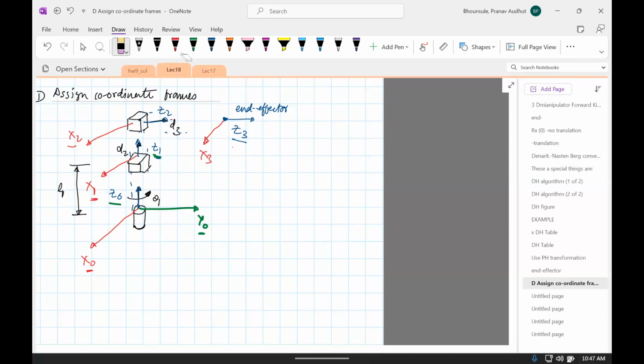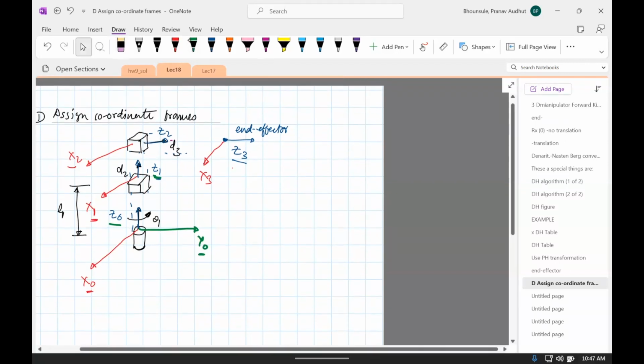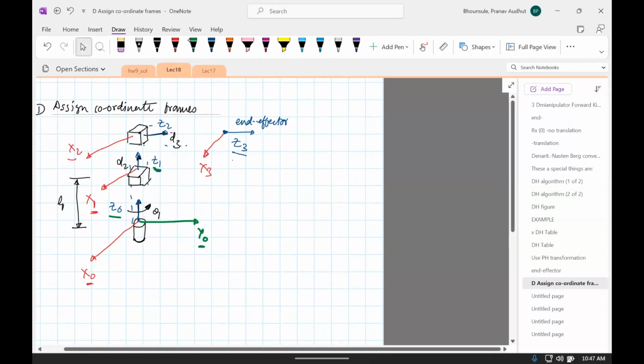Again, you could assign y2 here, but I think it's just going to add clutter. It's not needed for our calculations. But if you want to assign y, there are clearly two options. One is this way, one is this way. One of them follows the right-hand rule, one of them does not. So the one which follows the right-hand rule is, I think, this way.